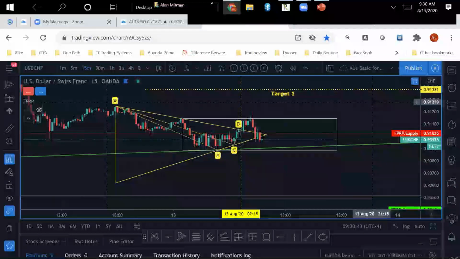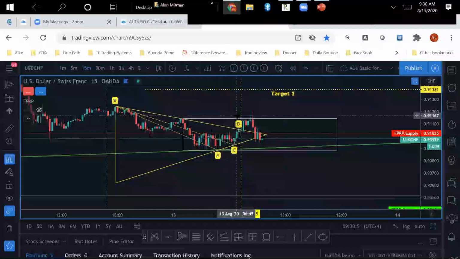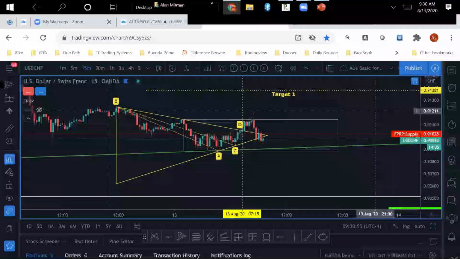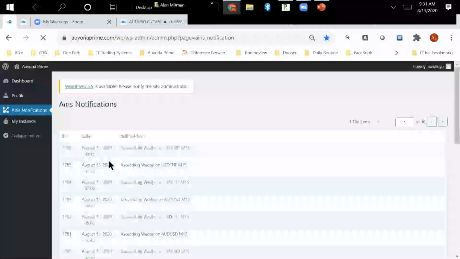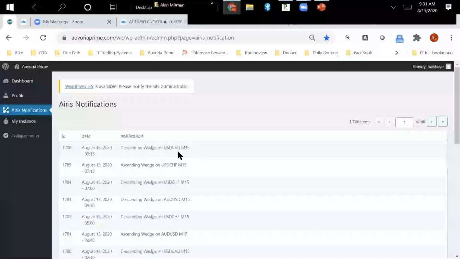Excuse me, Al, there's a USD CAD alert, 9:15. Oh, our favorite pair. Yeah, Brian should be jumping up and down. All right. 9:15? Why is mine not showing that? There it is. 9:15 USD CAD. Okay, let's take a look at that.